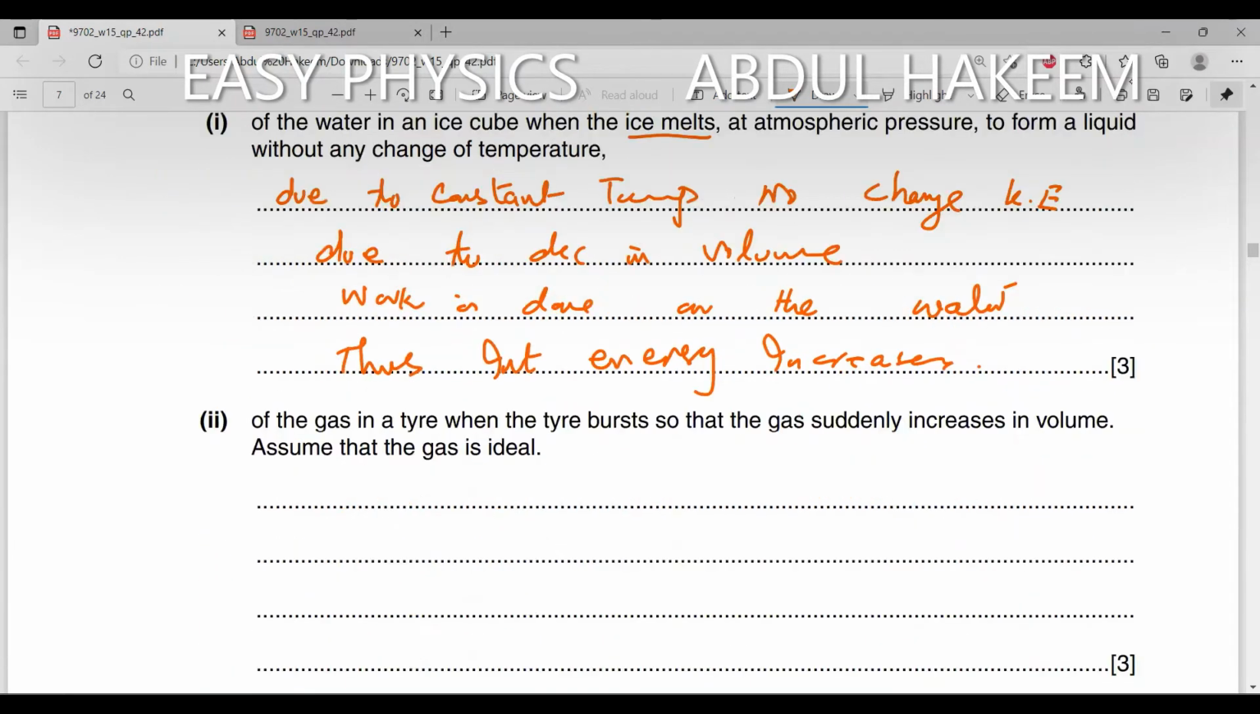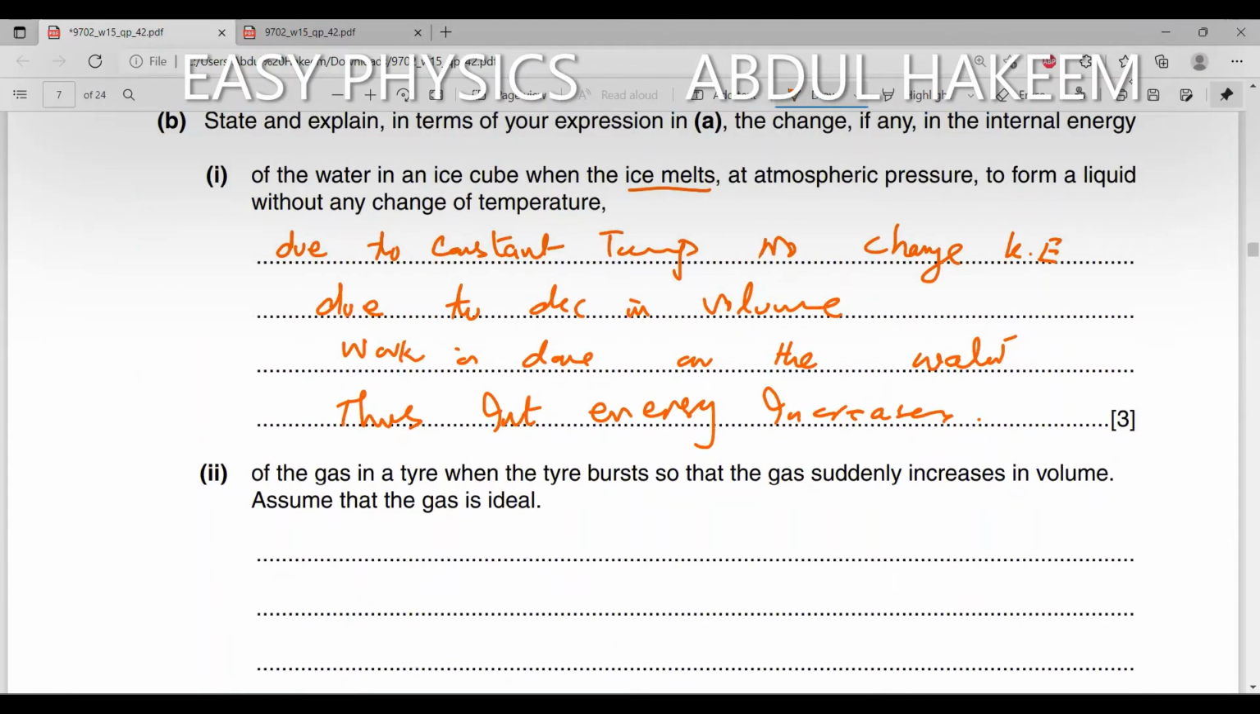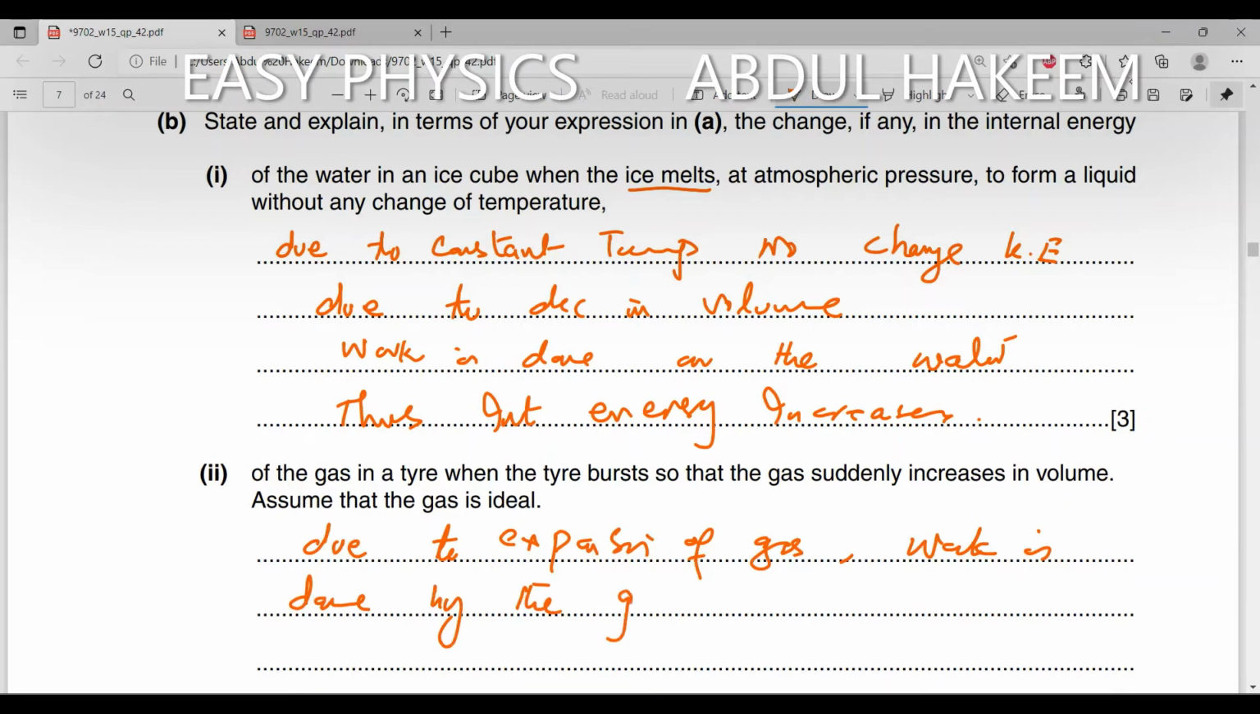Next, state and explain in terms of your expression the change, if any, in the internal energy of the gas in the tire when the tire bursts so that the gas suddenly increases in volume. Assume that the gas is ideal. So ideal gas. Due to expansion of gas, work is done by the gas.